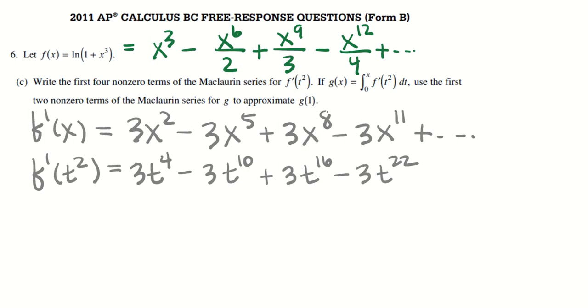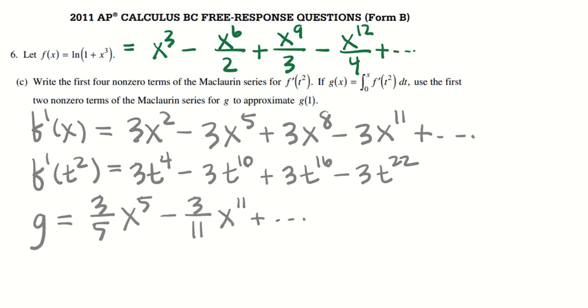Okay, we know that the first, hold on, what am I saying here? Yeah, the first term is going to be 0. G of 0 is 0 because the integral from 0 to 0 of anything is going to be 0. So I know that g is going to equal, okay, anti-differentiate, I'm going to add 1 to the power. And then, we're going to plug in x eventually, so I'll go back to x's. Divide by the new power. Okay, minus 3 over 11, x to the 11, and so on. Okay. That's the first 2 non-zero terms of the Maclaurin series for g.